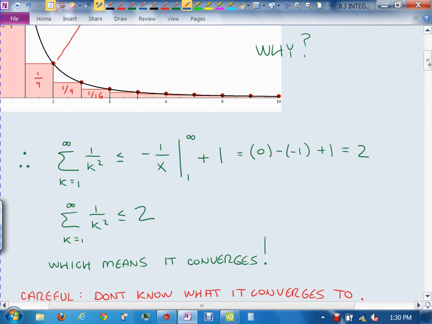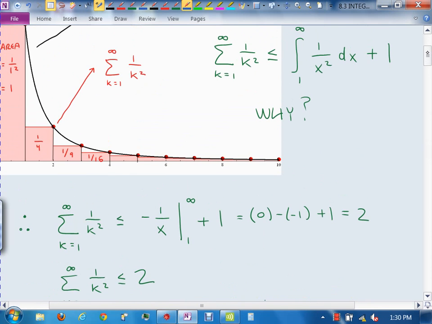If this sum of the rectangles is less than that integral, then I can find the antiderivative of that, right? Like, what's the antiderivative of 1 over x squared? Negative x to the negative 1, which is this. And then you can plug in infinity. What happens if I plug in infinity? 1 over infinity goes to what? 0, so I get 0. What if I plug in 1? I get negative 1, so I subtract negative 1. And then plus 1, that comes from that one piece at the end. So isn't this integral plus 1 equal to 2? So what we're saying is that the sum of all my rectangles is less than or equal to 2.